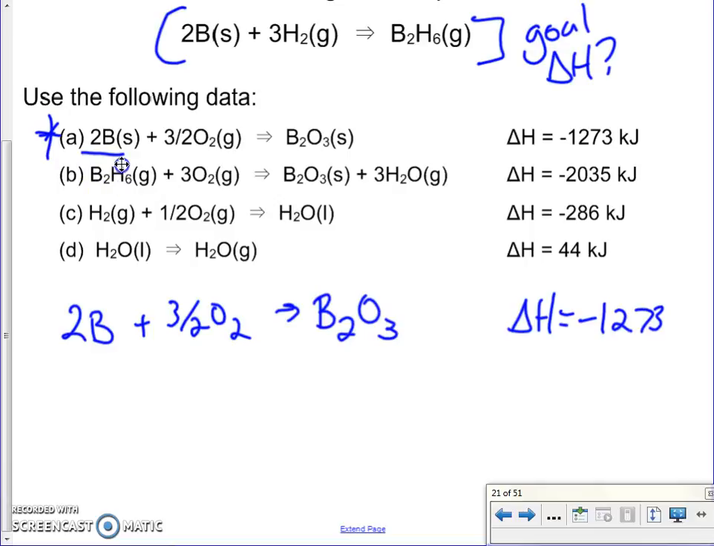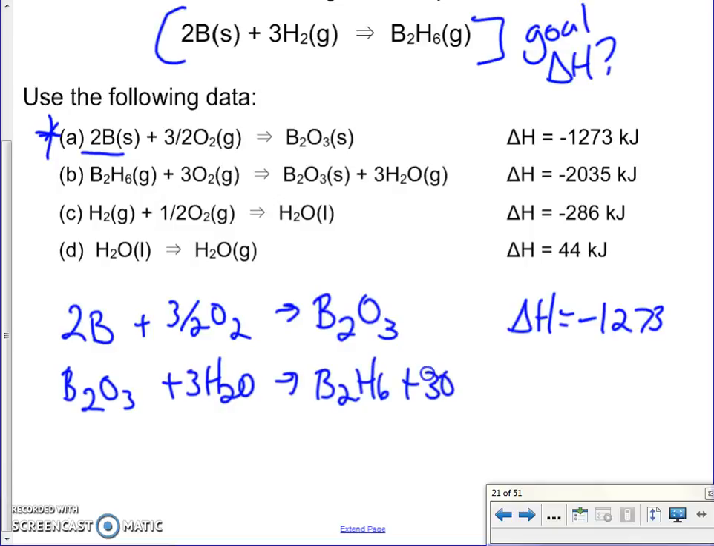So because I want this on the product side, I'm going to flip this reaction. So B2O3 plus 3H2O going to B2H6 plus 3O2. And that's now going to be a delta H of 2035 because it's now positive. Okay, so now we add these 2 reactions and our delta H's together.